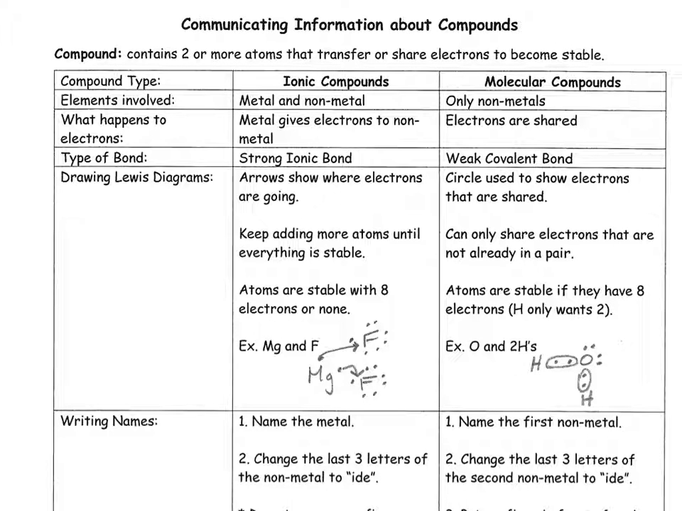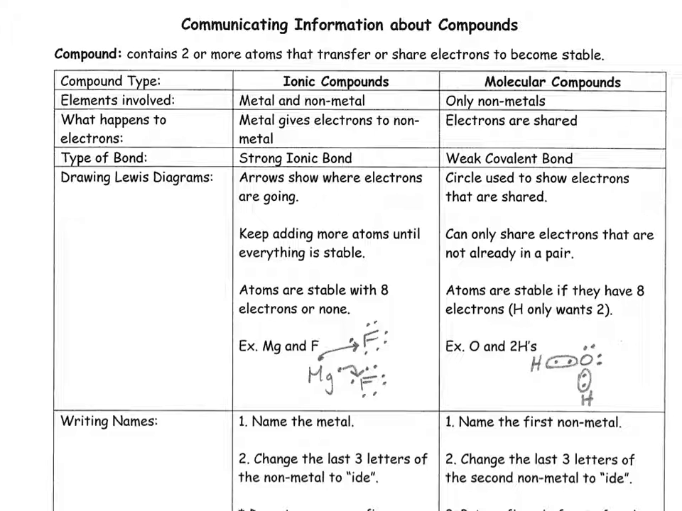Today we're going to continue our lesson on communicating information about compounds. Yesterday we covered ionic compounds. Today we're going to talk about the other type of compound, molecular compounds. You recognize molecular compounds because they only contain nonmetals.